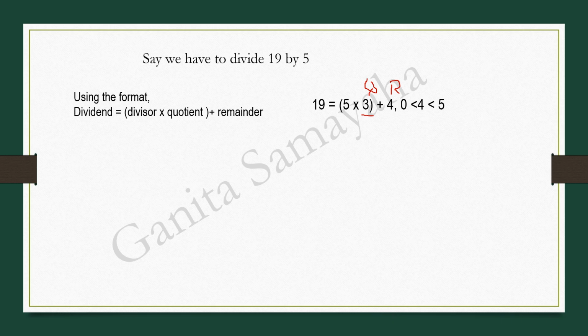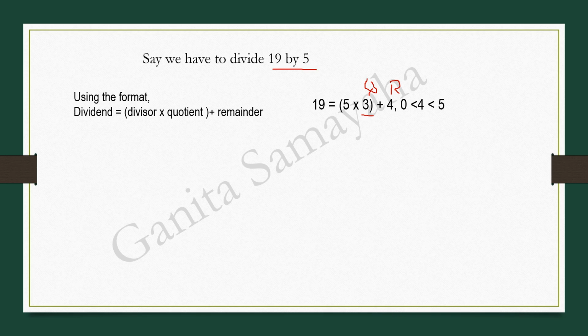Okay, children, so this is how we can write. And we are already given these two numbers, 19 and 5. That means we must use 19 equal to 5 into something only. Can we write this as 19 is equal to 5 into any other number? For example, can we write this as 19 is equal to 5 into 2 plus 9?